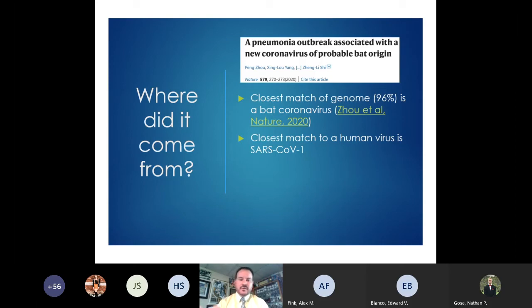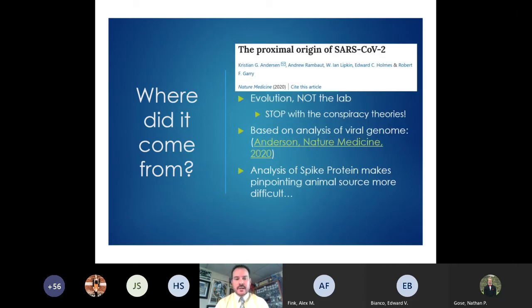The closest match of this CoV-2 virus, not surprising, is SARS-CoV-1. Although there's quite a bit of difference between SARS-CoV-1 and CoV-2. And we'll talk a little bit more about that. But the closest match to a human virus is that SARS-CoV-1.